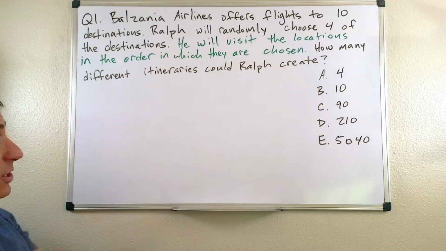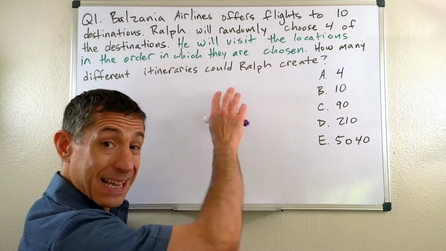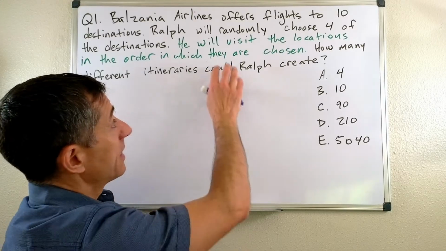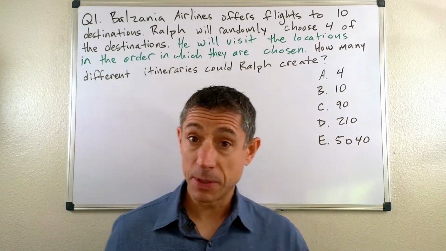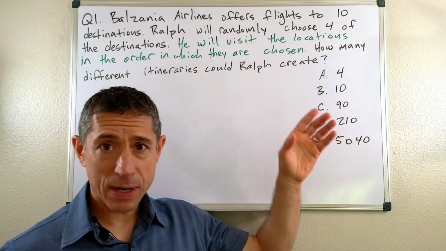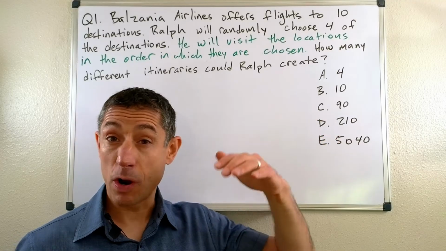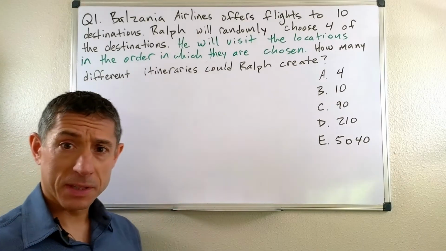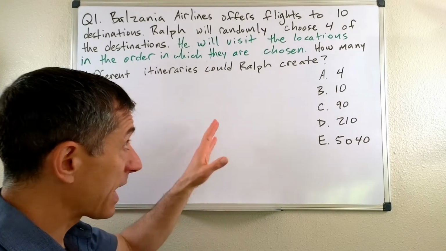Ralph will visit the locations in the order in which they are chosen. That's actually a line that we borrowed from an actual GMAT question. The rest of the setup is ours. That particular line is something that actually appears in a real GMAT question. Why are we emphasizing that? The easiest way to make a mistake here is to apply the wrong formula or to think incorrectly about what's going on. Some people have memorized formulas. I'll talk more about that on the next question.